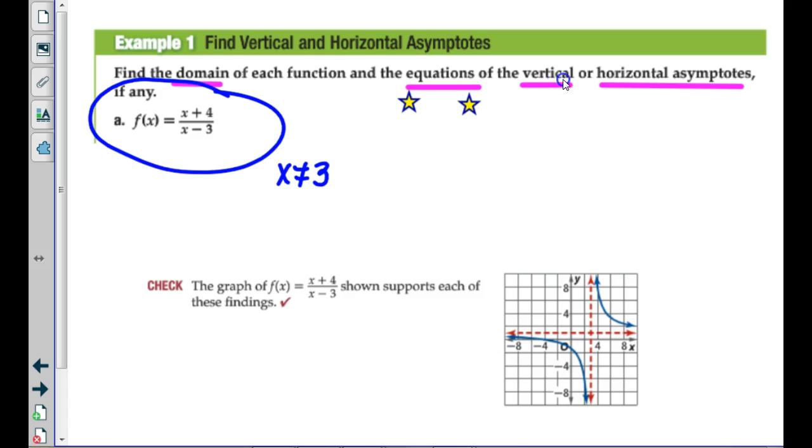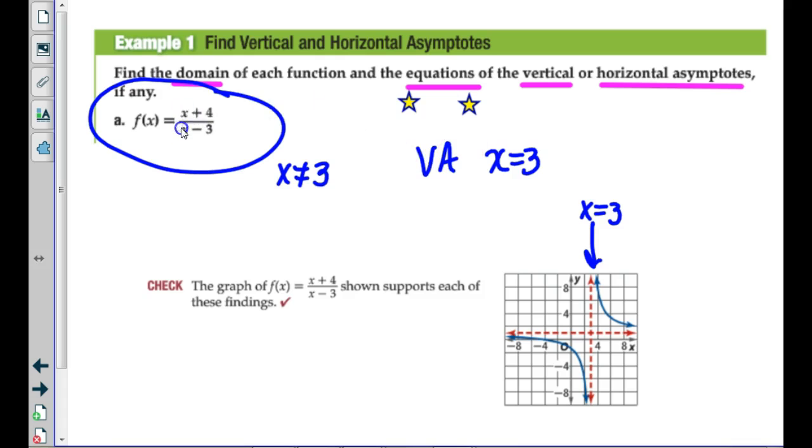The equation of the vertical asymptotes. They have to be equations. The vertical asymptotes here are the places where the graph is undefined. So it's just at x equals 3. But it is the equation of this line right here, x equals 3, that is a boundary to the graph.